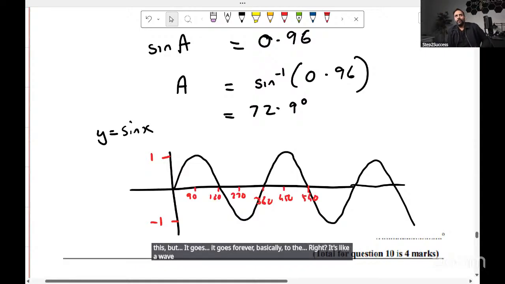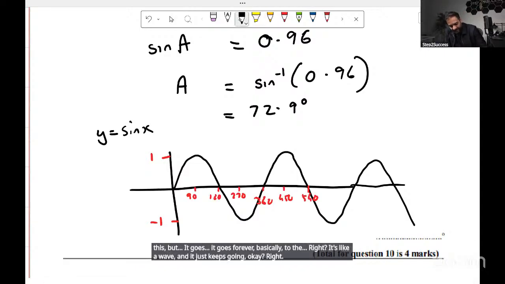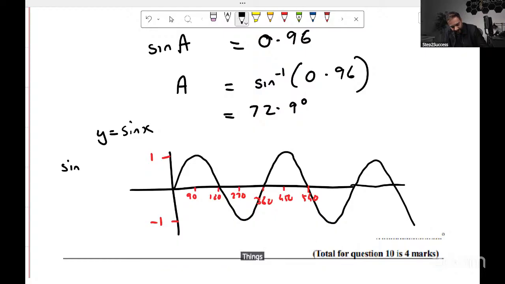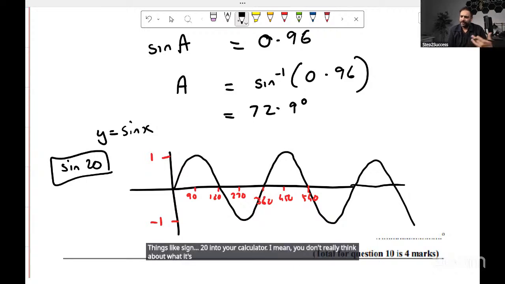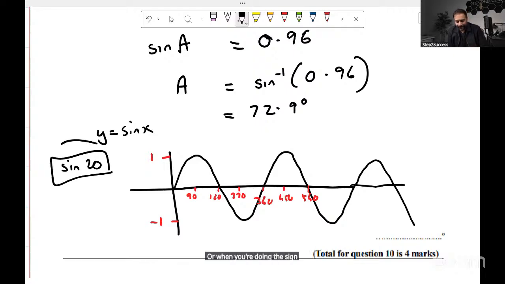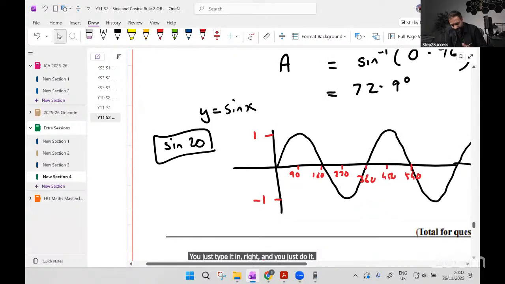When you type in things like sine 20 into your calculator, you don't really think about what it's doing. You just do it, when you're doing trigonometry or the sine rule and stuff. You just type it in. But let me explain to you what the calculator is doing.